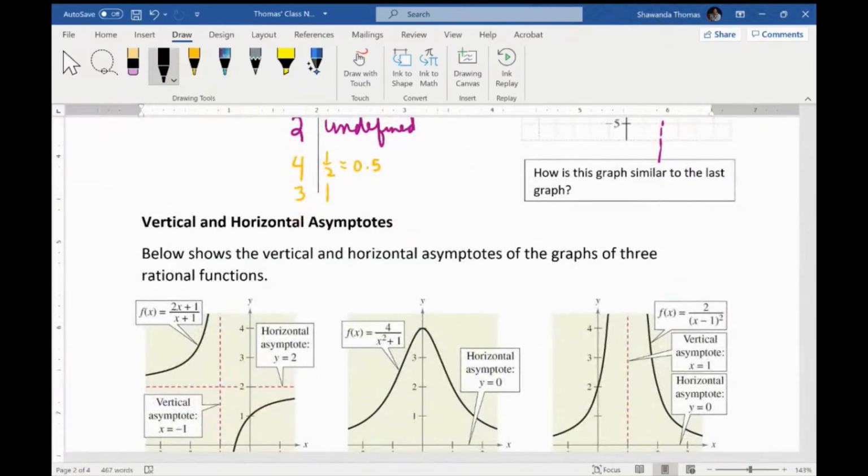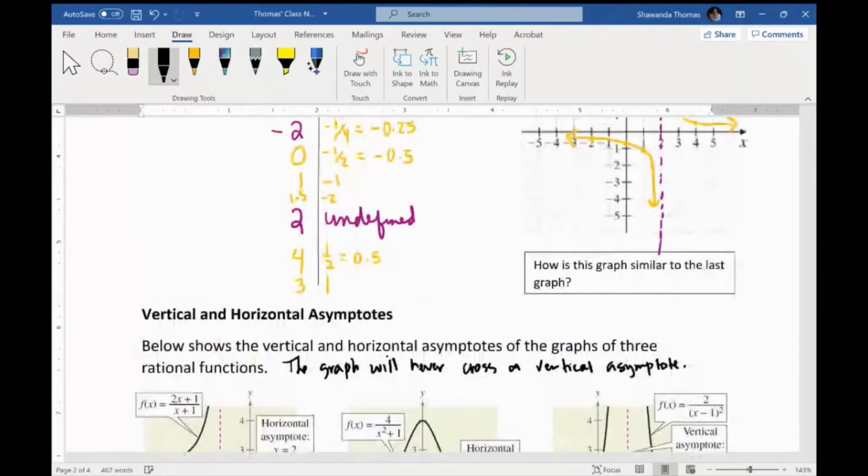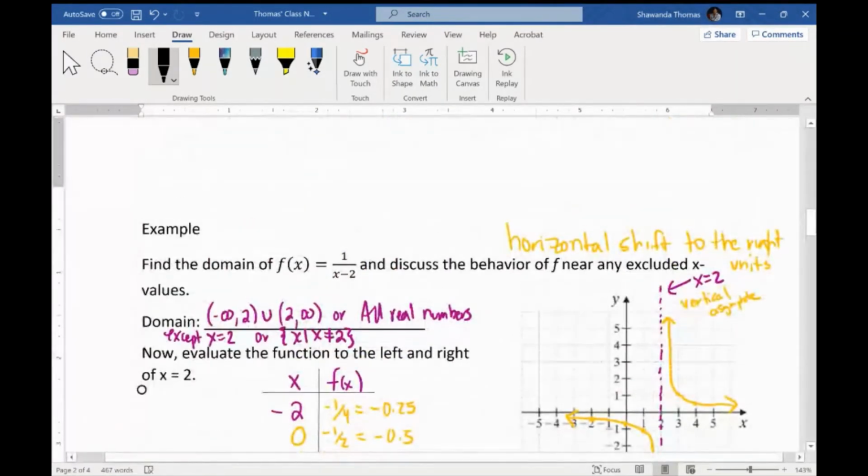Maybe I should write that. The graph will never cross a vertical asymptote. So is that pretty much where the graph is undefined? Yep, that's precisely why, Mary. Very nice observation. That's precisely why it won't cross it, because that's where it's also undefined. Very good.